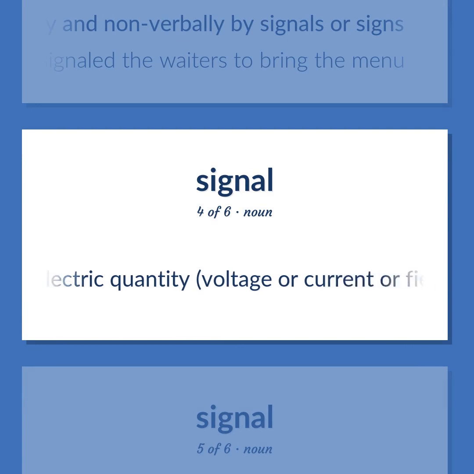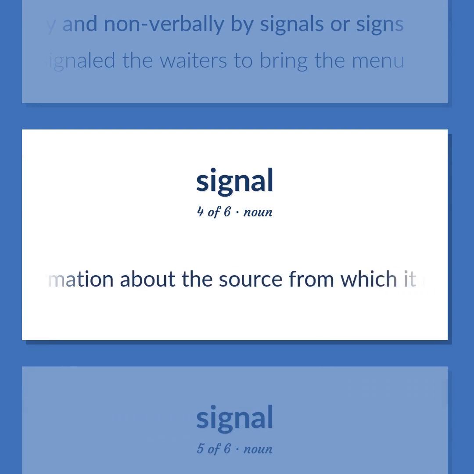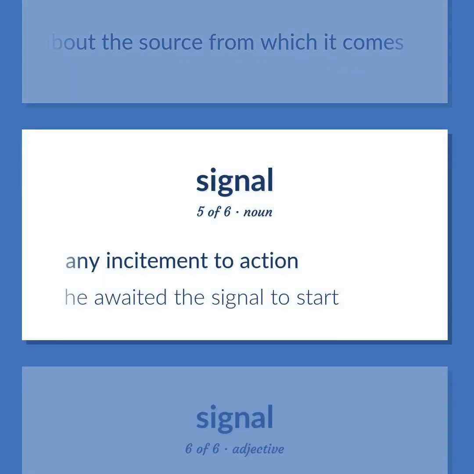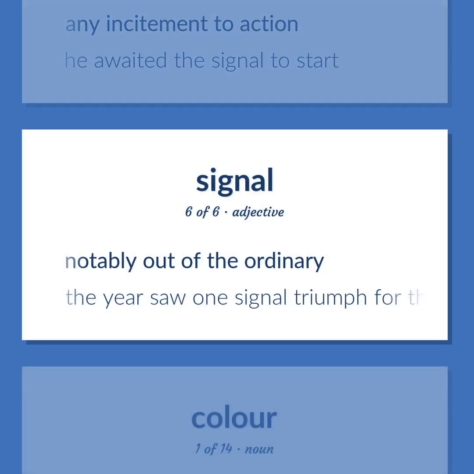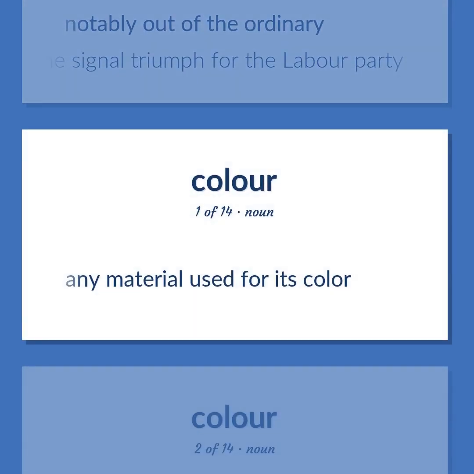An electric quantity, voltage or current or field strength, whose modulation represents coded information about the source from which it comes. Any incitement to action. He awaited the signal to start. Notably out of the ordinary. The year saw one signal triumph for the Labour Party. Any material used for its color.